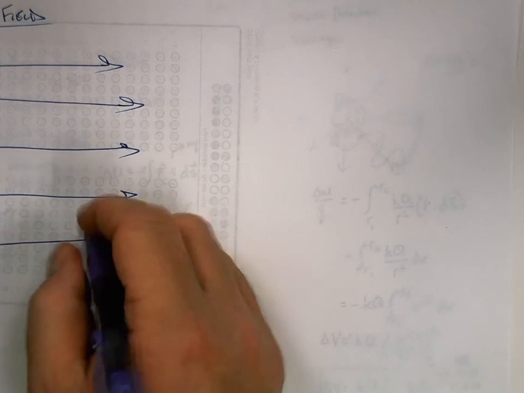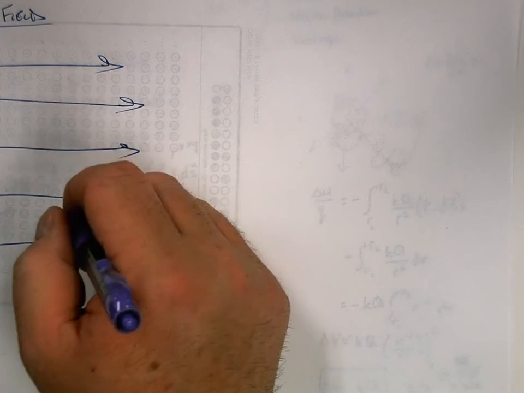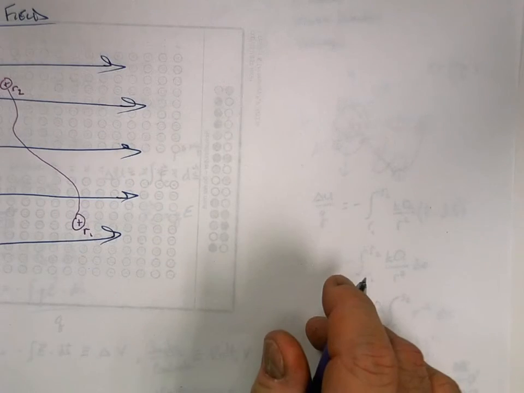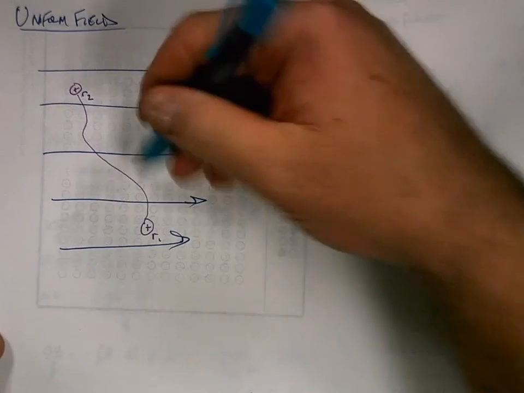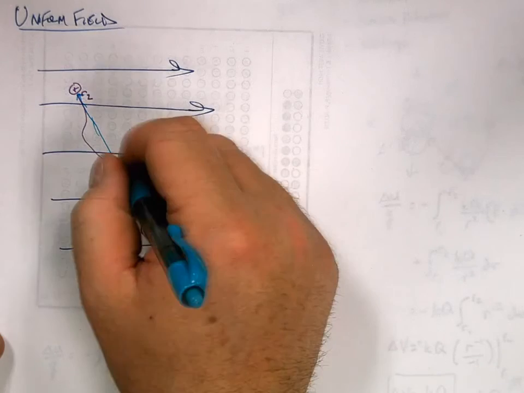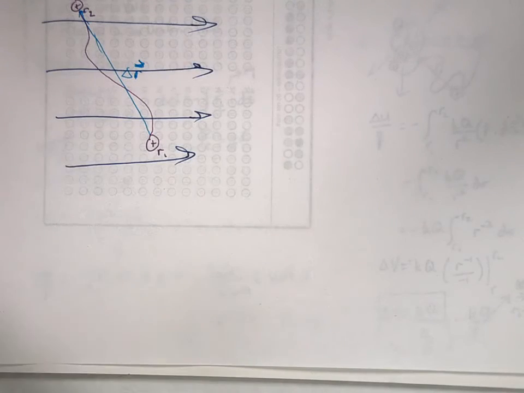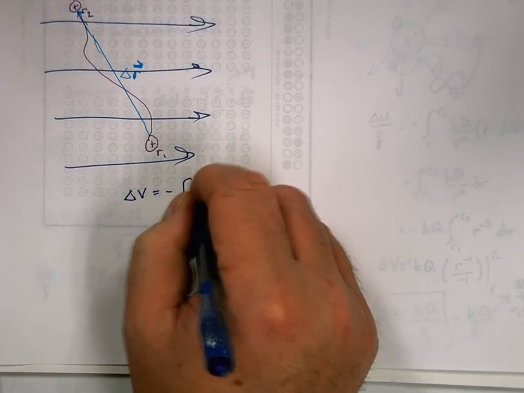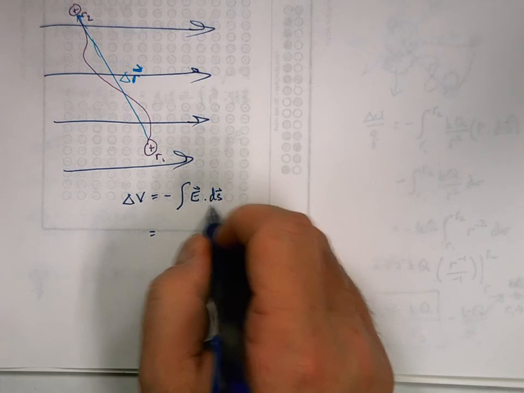Now, uniform field. Let's say we've got a charge at R1 and we move it to some other place, R2. That's our delta R vector. Right? So our voltage equals negative integral E dot ds. But ds we know is delta R, right?